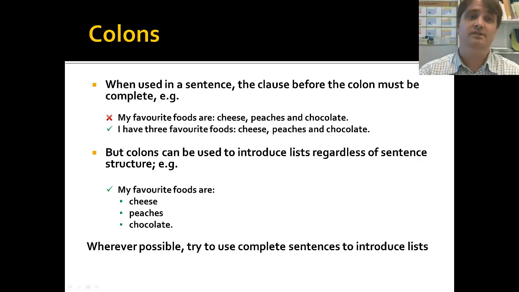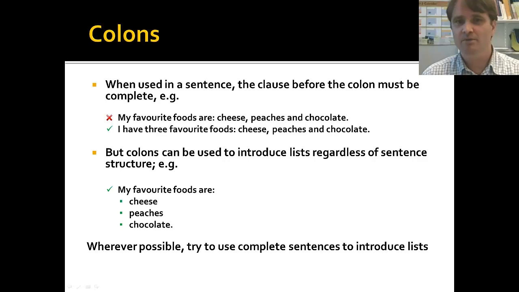Okay, so colons. When used in a sentence, the clause before the colon must be complete. So for example, my favourite foods are: cheese, peaches and chocolate. Now in this case, the sentence before the colon is not a complete sentence. My favourite foods are. That's not a whole sentence. Whereas if we use it in a sentence, I have three favourite foods. That's a complete sentence. Colon, cheese, peaches and chocolate. And you can use a colon in that way.